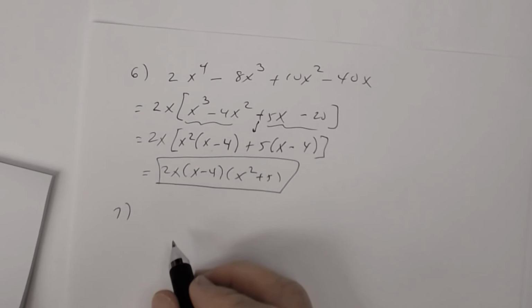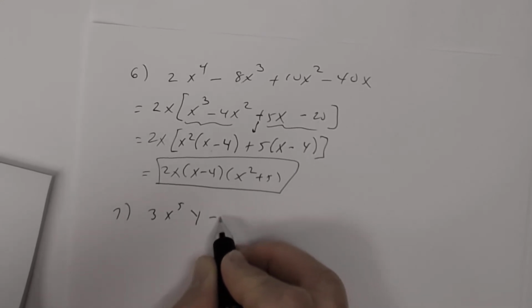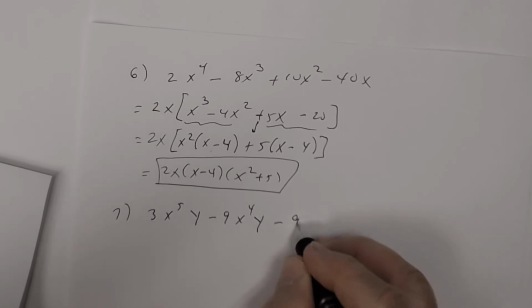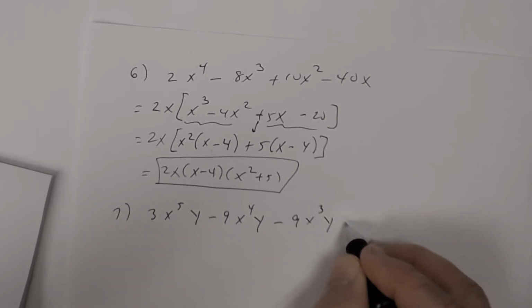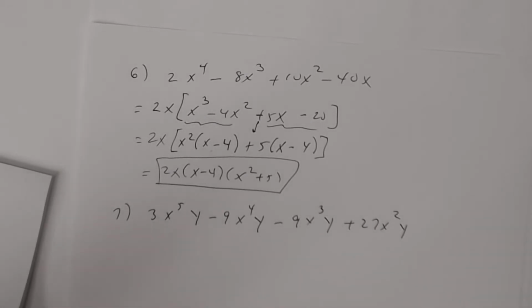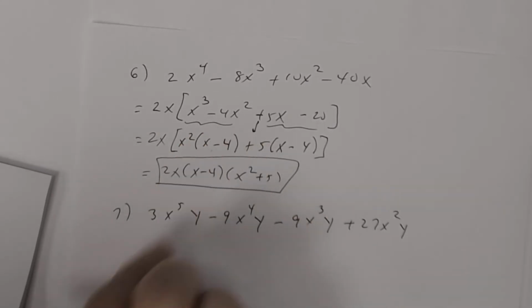All right, number 7. Let's suppose we had this for number 7. We had 3x to the 5th y minus 9x to the 4th y minus 9x cubed y plus 27x squared y. All right? Okay, so let's go ahead and again do the GCF first. So I have this polynomial. I have 4 terms, so I know I'm going to end up at some point using grouping. But let's go ahead and do the GCF first.